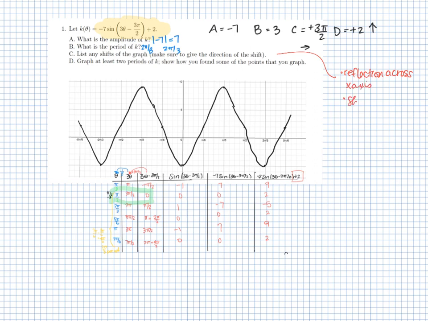We have a shift up 2. And we have a shift to the right by a value of c over b, which is pi over 2. But again, we got that information from here as well without remembering the c over b bit. We have now graphed our function over at least 2 periods, and we're done with this one.